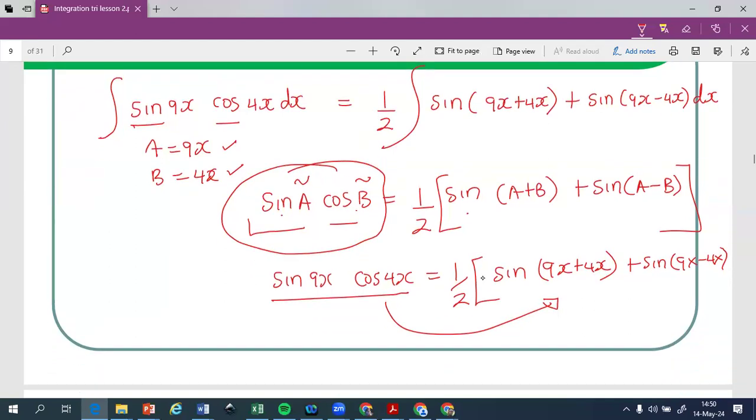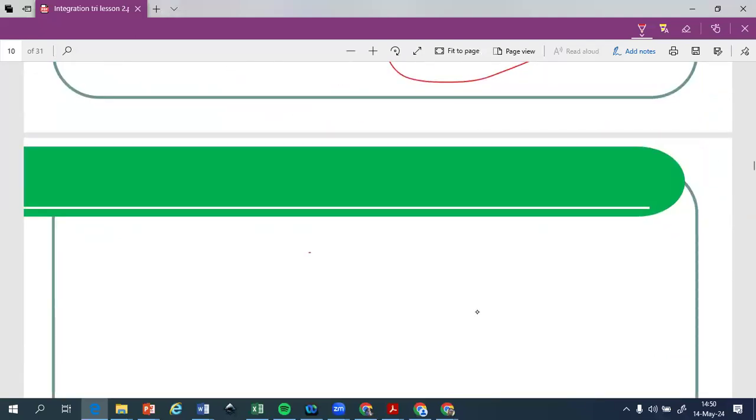Okay. Now we are going to continue. So 9 plus 4, what do we get? 13. You get 13x, plus 9 minus 4, you get 5x, everything times the x.